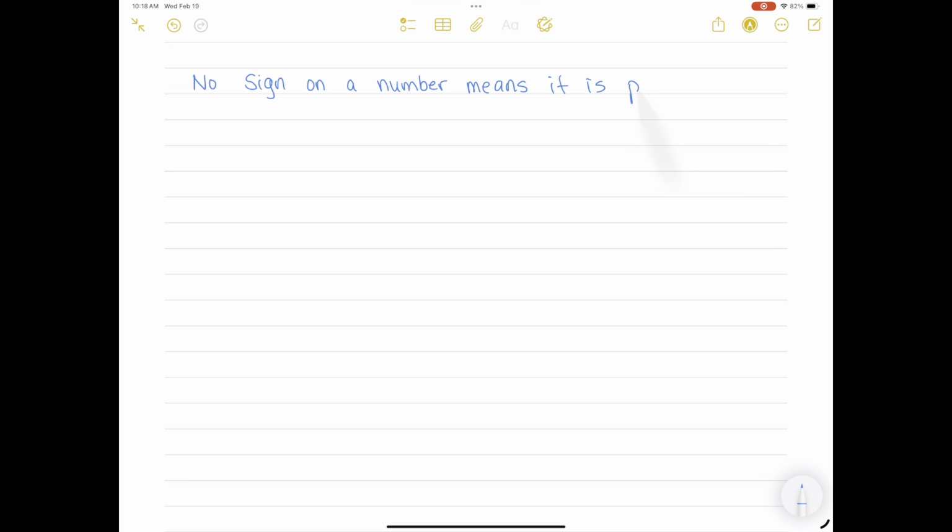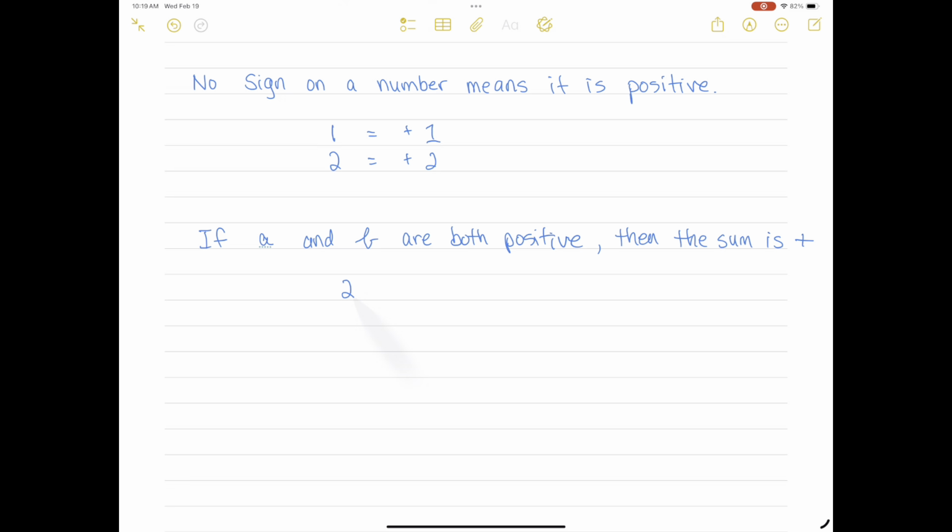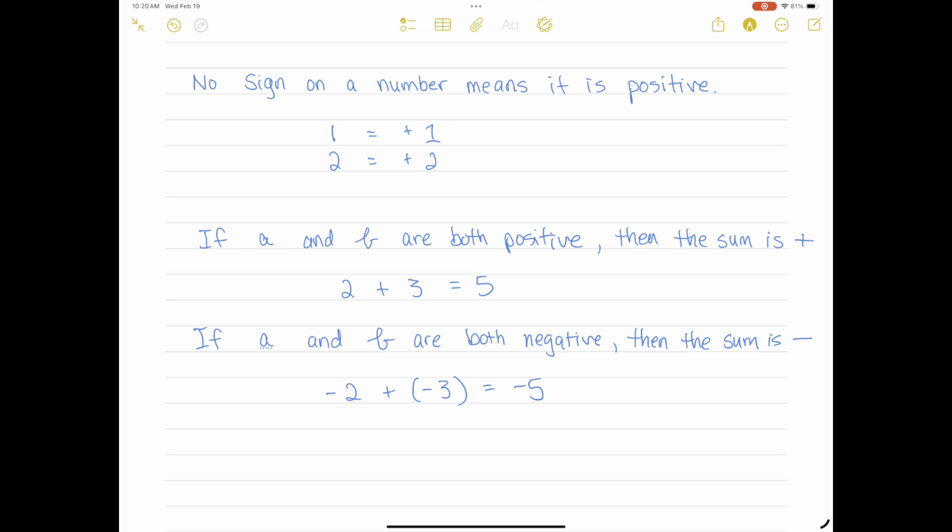No sign on a number means it is positive. So 1 equals positive 1, 2 equals positive 2. If A and B are both positive, then the sum is positive. A and B are variables for which we substitute numbers. In this case, 2 and 3 are both positive and their sum is 5, also positive. If A and B are both negative, then their sum is negative. So for example, -2 plus -3 equals -5.